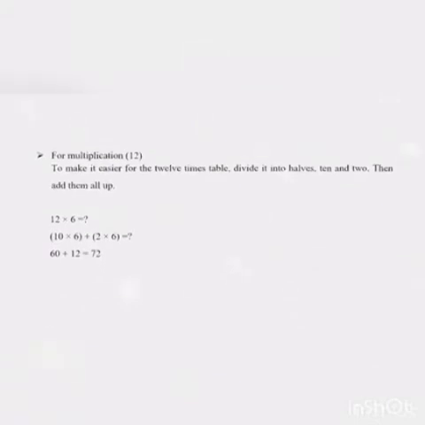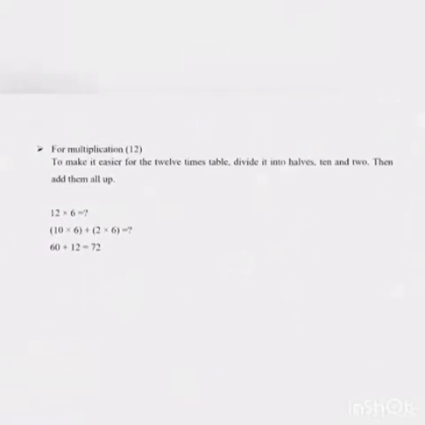For multiplication 12, to make the 12 times table easier, divide it into 10 and 2, then add them all up. 12 times 6 is 10 times 6 plus 2 times 6, which is 60 plus 12, which is 72.